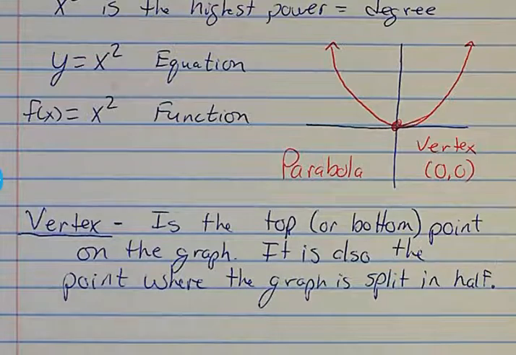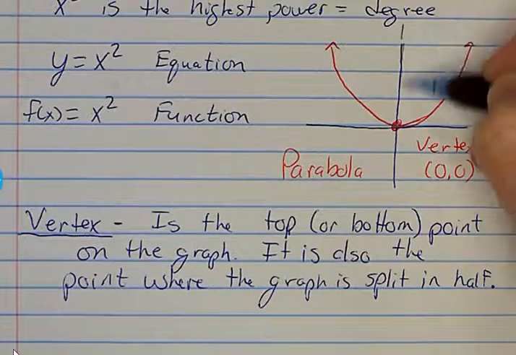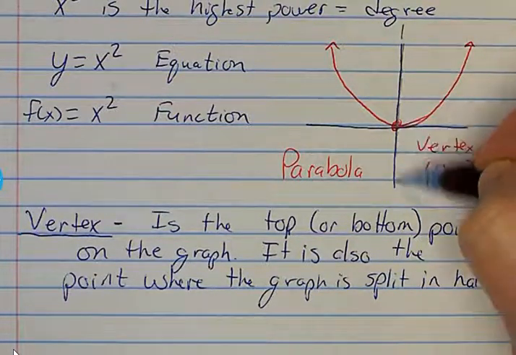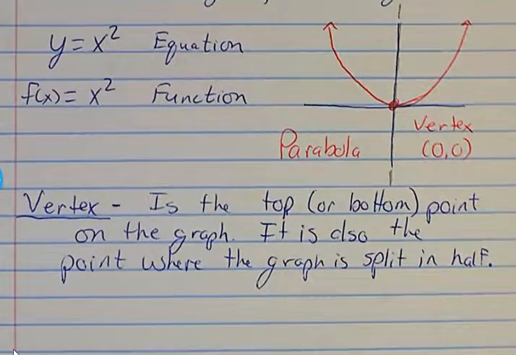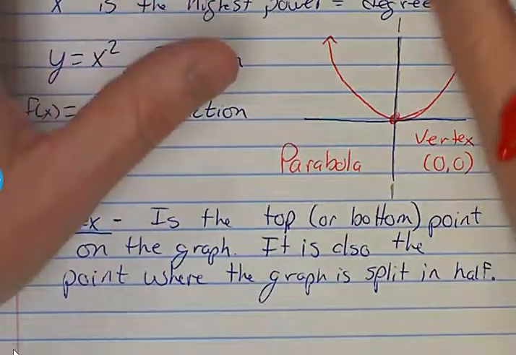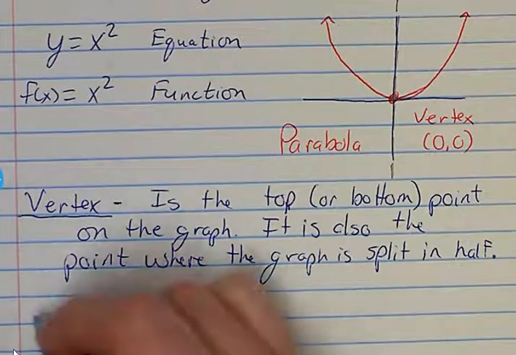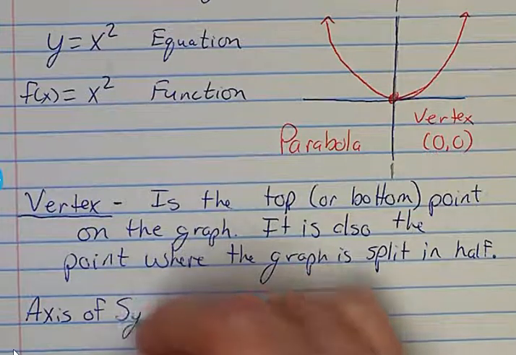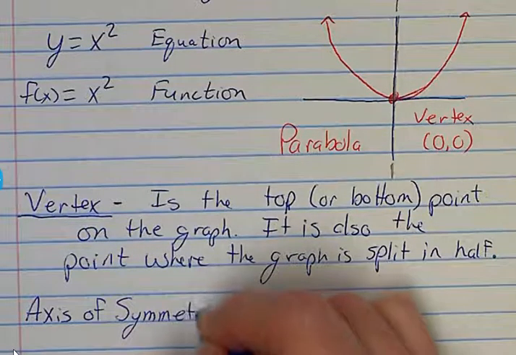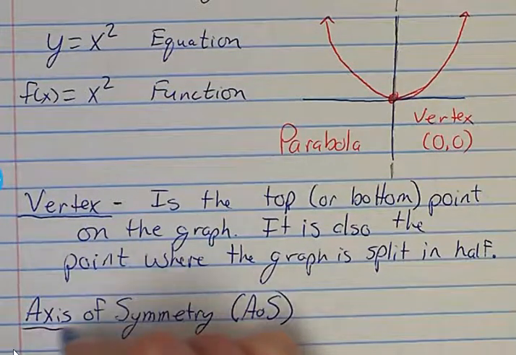Okay, and that's kind of walking us up to the next thing we're going to talk about when we talk about the vertex. If you took a line and drew it right down the middle and split the graph in half, the left side of the graph would look exactly like the right side, just a mirror image. That's the symmetry point, or the line of symmetry, and that's the next thing we're going to add in here: the axis of symmetry. And sometimes for that one we'll just say AOS for short, just to speed things up a little bit.